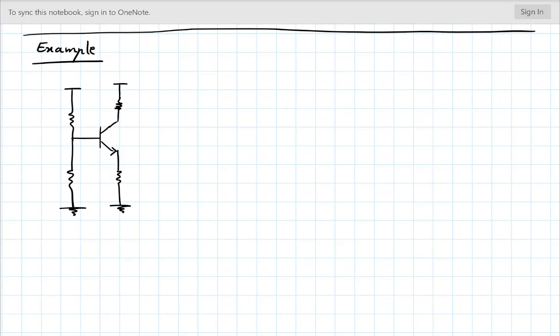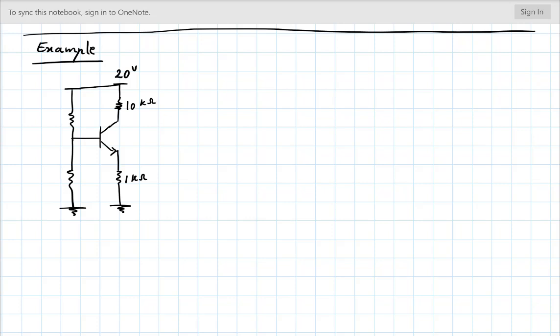This is an NPN bipolar junction transistor. I have connected a 1 kilo ohm resistor in its emitter, a 10 kilo ohm resistor in its collector. Up here, I have connected it to a 20 volt supply. This is all the same, 20 volt supply.